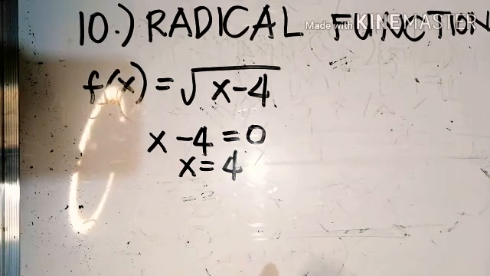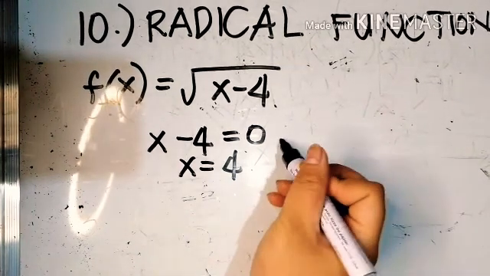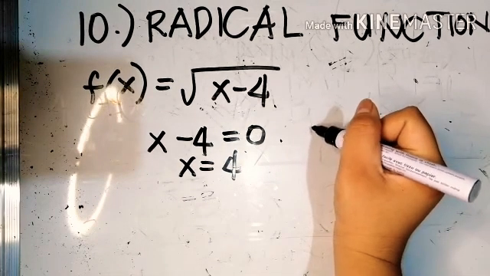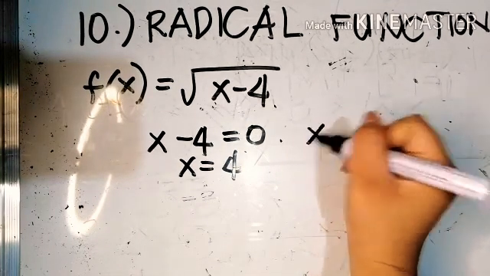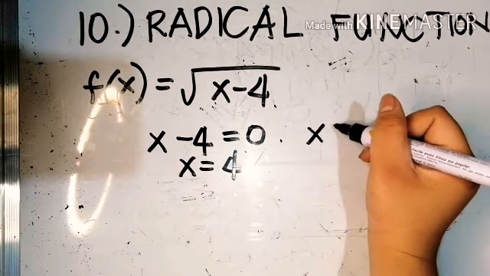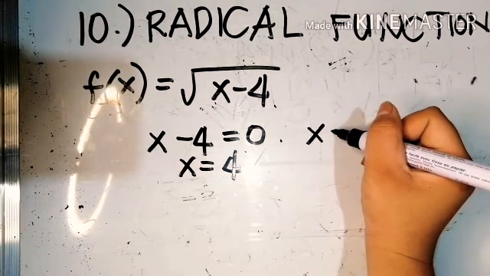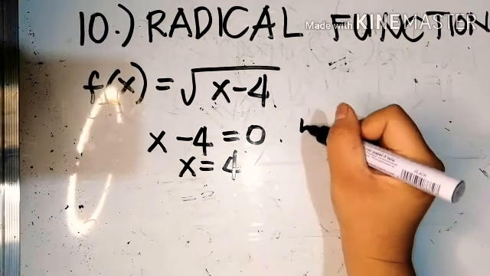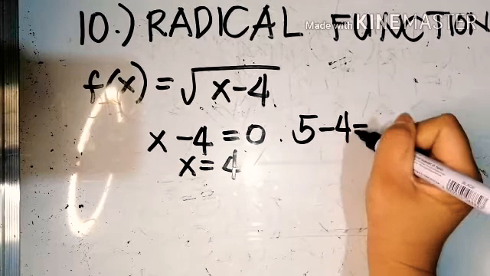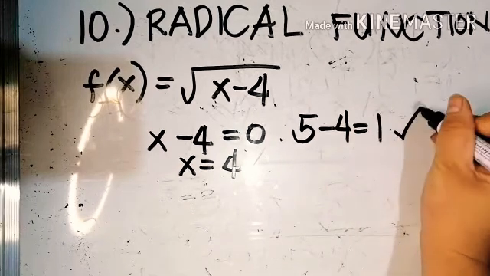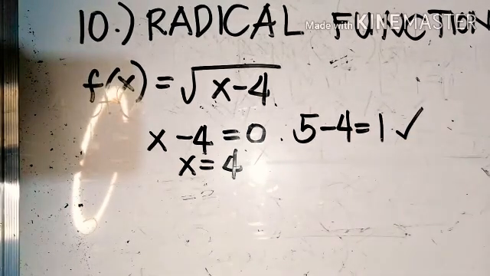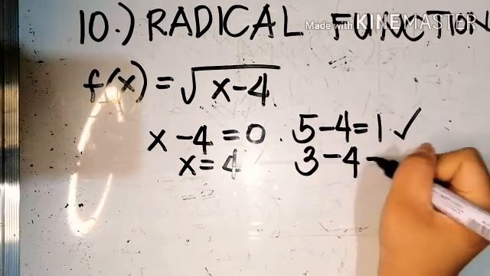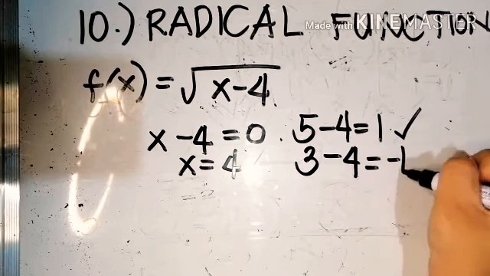Opo, pwede si 4. Ano pa yung pwedeng value natin ng x na magiging siyang positive? So, pwede si 4 kasi 4 minus 4 is equal to 0. Pwede ang 0 na nasa loob ng radical sign. So, ano yung value pa ng x natin na pwede? Pwede ba si 5? Pwede si 5 kasi 5 minus 4 is equal to 1. Positive number siya.